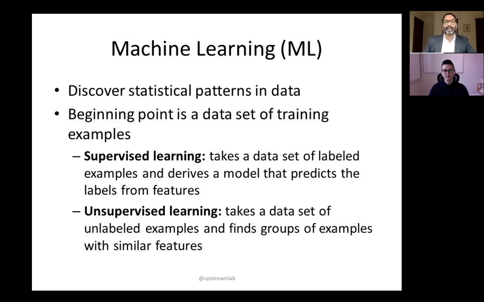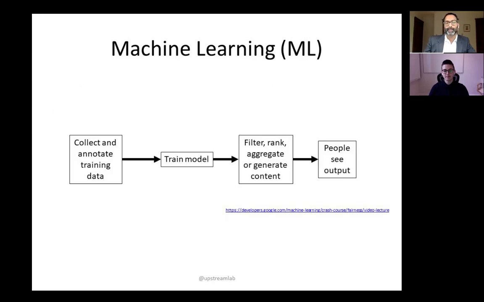And the beginning point is always a set of training examples. And this machine learning can be divided into two broad areas: supervised learning, which takes data that has been labeled by a human and actually builds a model that predicts an outcome from these labels, versus unsupervised learning, which we're going to hear more about, which takes unlabeled examples, so no one has decided what these mean, and it actually looks at similar features and starts to label the examples itself and trains itself by looking at how accurate it was at making sense of this. So essentially, it goes through steps of collecting and annotating the data, then training the model, filtering or aggregating or generating some desired content, such as a score or a label, and then people see output.